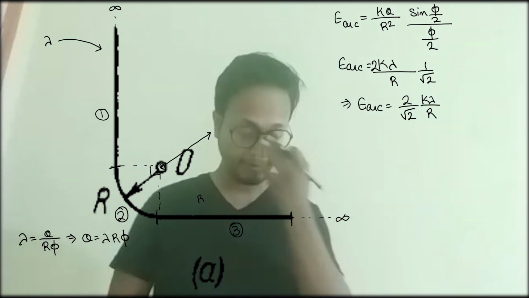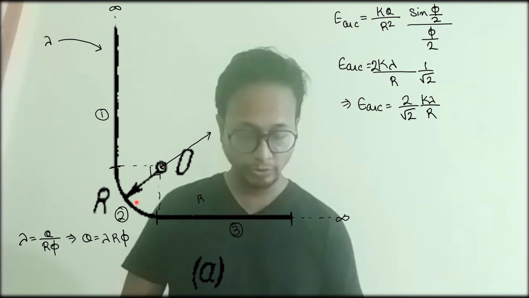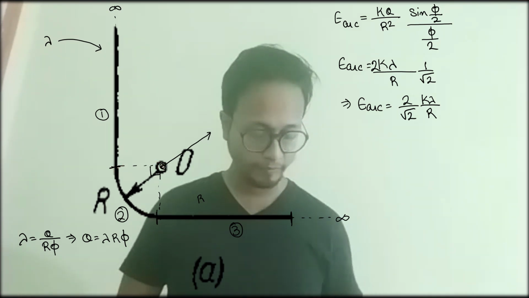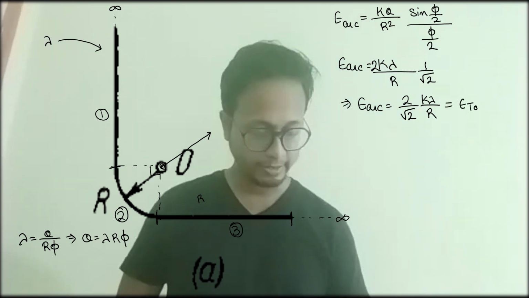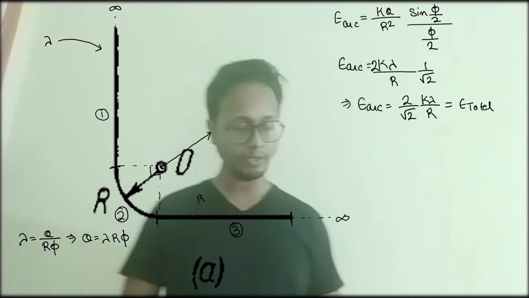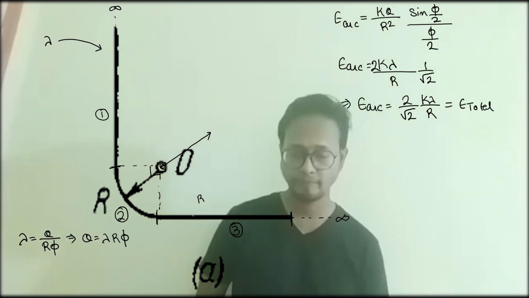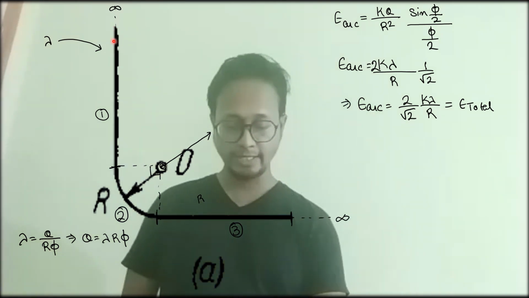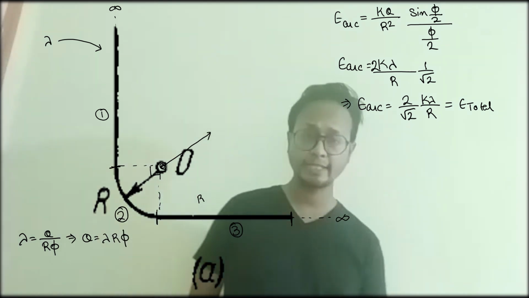Fair and fine. So the total electric field at this point is due to the circular arc only, no? So E total, the total electric field, is due to the circular arc, which is equal to 2 by root 2 k lambda by r, because the electric fields due to these components already got cancelled.